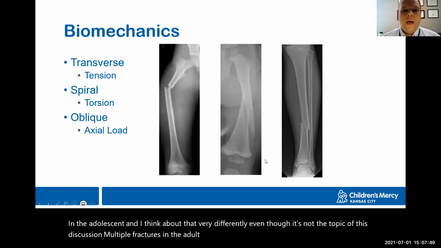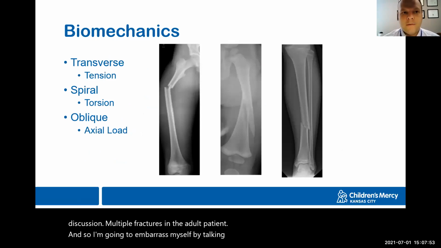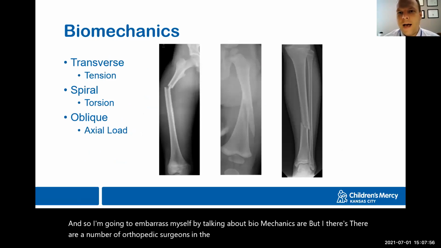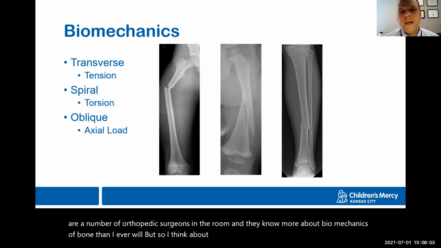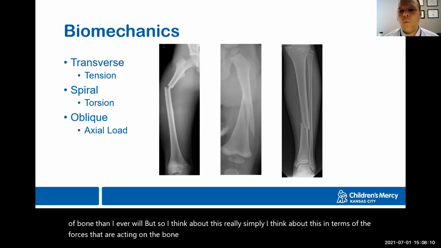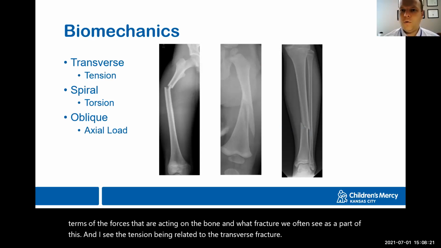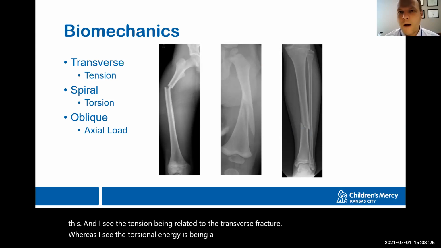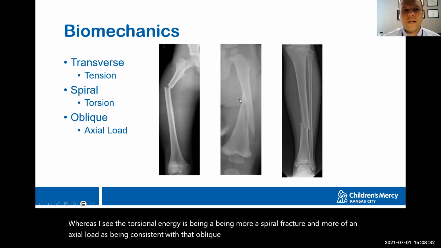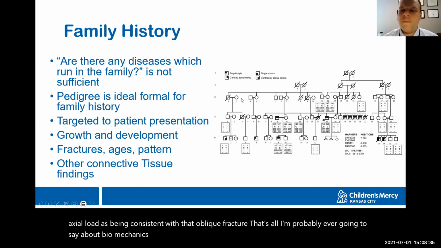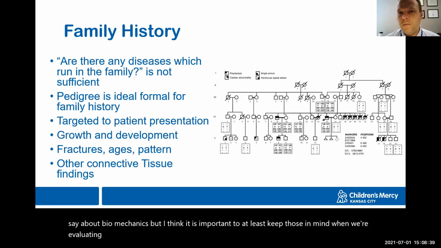And I think about that very differently, even though it's not the topic of this discussion, multiple fractures in the adult patient. And so I'm going to embarrass myself by talking about biomechanics. There are a number of orthopedic surgeons in the room, and they know more about biomechanics of bone than I ever will. But I think about this really simply. I think about this in terms of the forces that are acting on the bone and what fracture we often see as a part of this. I see the tension being related to the transverse fracture, whereas I see the torsional energies being more a spiral fracture and more of an axial load as being consistent with that oblique fracture. That's all I'm probably ever going to say about biomechanics, but I think it is important to at least keep those in mind when we're evaluating that patient with multiple fractures.